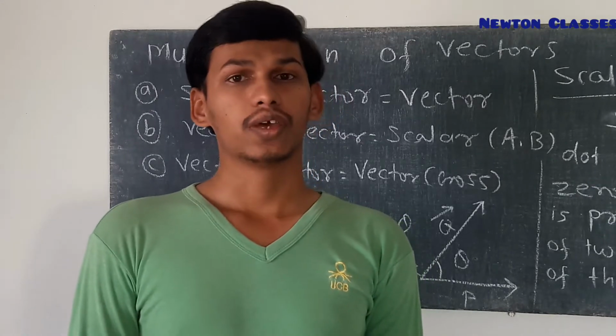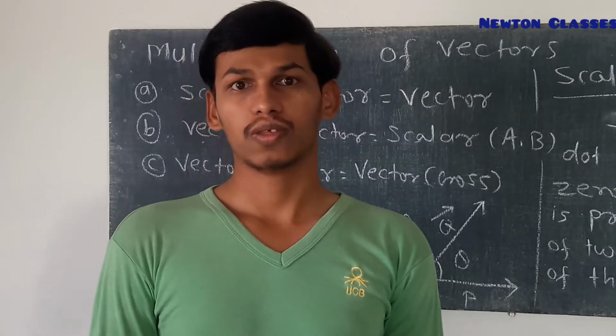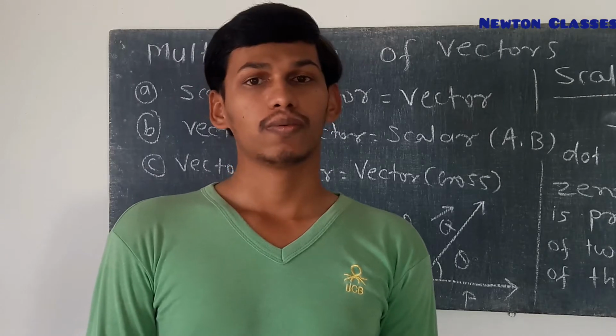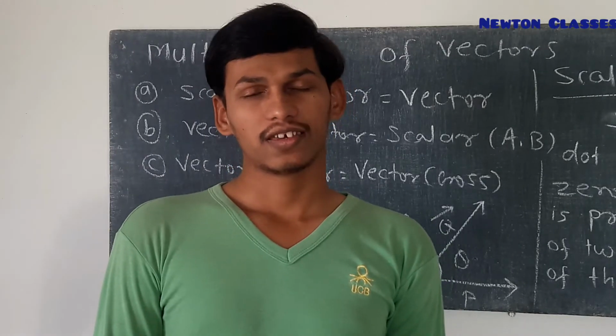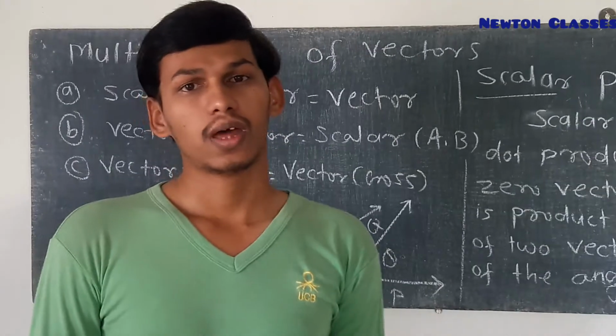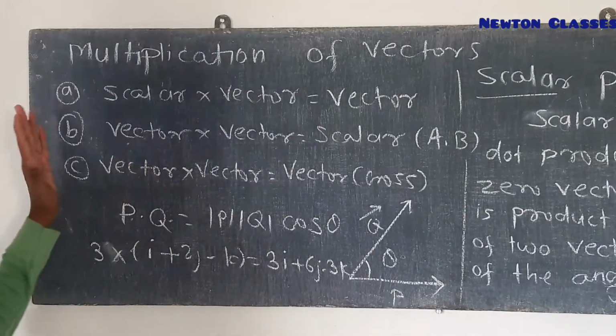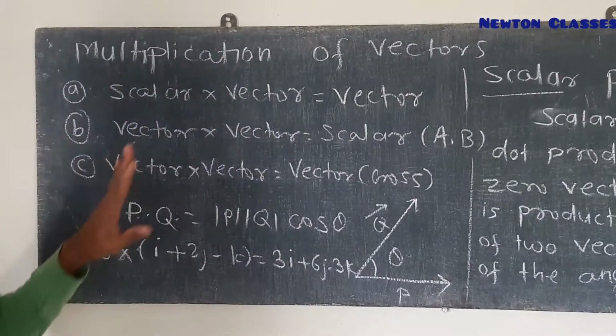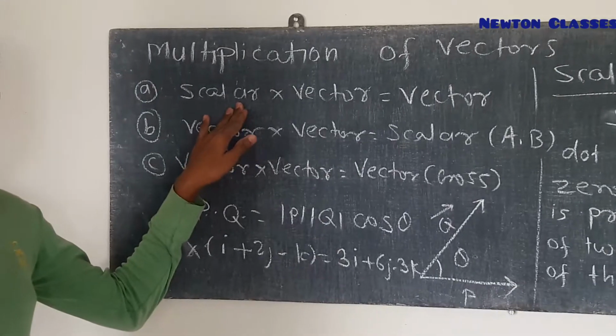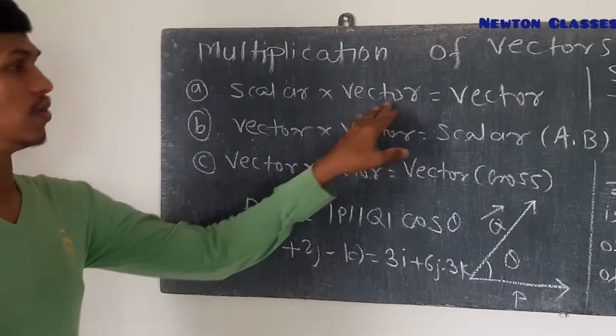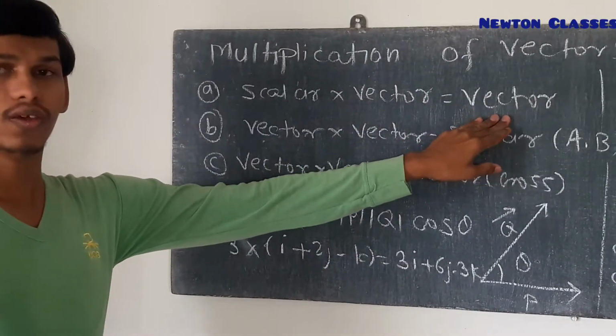Hello friends, today we will discuss the multiplication of vectors. In the last videos, we studied addition and subtraction of vectors. Now there are a total of three types of multiplication of vectors. The first type is multiplication of a scalar quantity into a vector quantity, which gives the answer in the form of a vector.